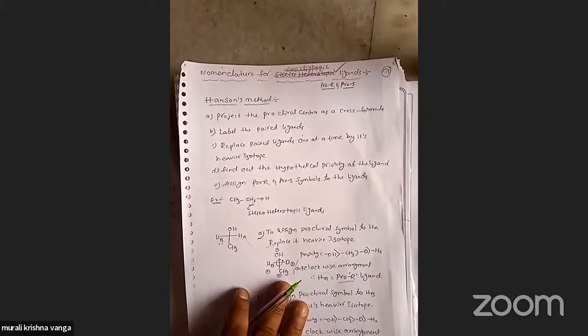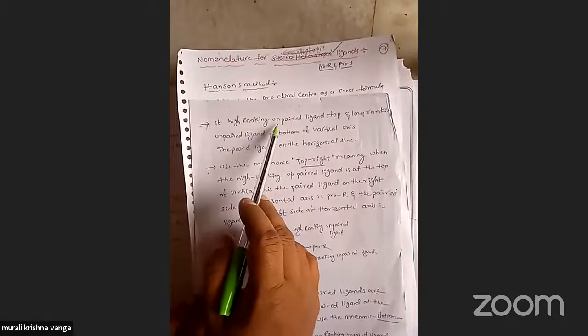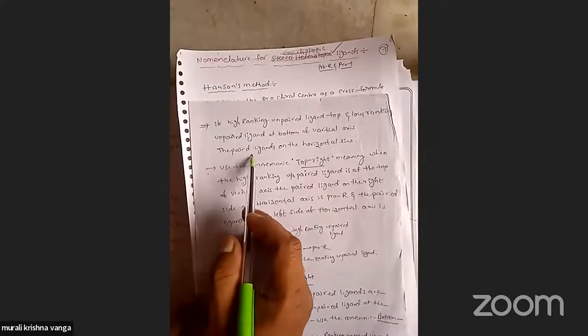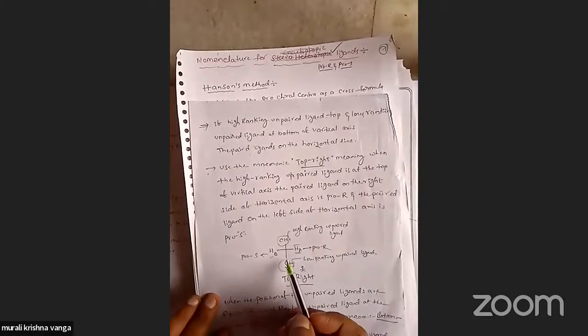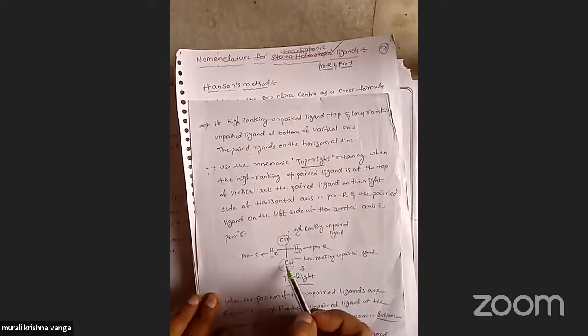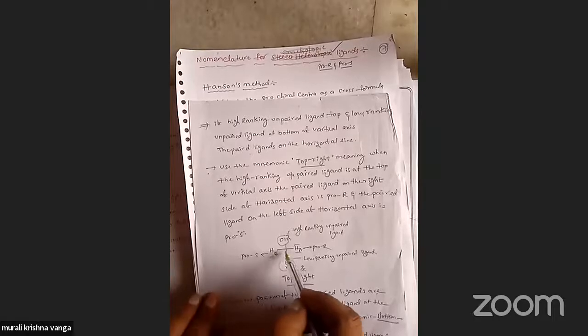The next method is the Nasipuri method. If the high-ranking unpaired ligand is at the top and the low-ranking unpaired ligand is at the bottom of the vertical axis, the paired ligands are on the horizontal line, like this. The high priority unpaired ligand is on top, the low ranking unpaired ligand is at the bottom on the vertical axis, and the paired ligands are horizontal.